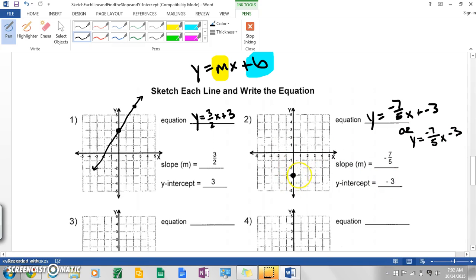Y-intercept is going to be negative 3. We always plot our y-intercept first. Our slope is going to be negative 7, down 7 and over 5. If we count this, it's going to be 1, 2, 3, 4, 5, 6, 7. It's going to be way down here. Instead, what I'm going to do is the opposite. I'm going to count up 7. 1, 2, 3, 4, 5, 6, 7. And then to the left 5. 1, 2, 3, 4, 5.